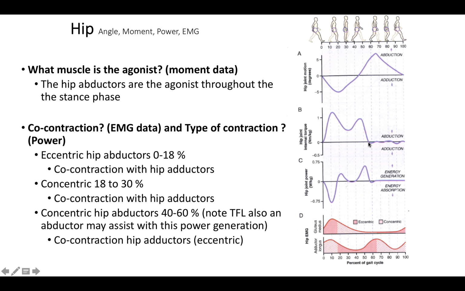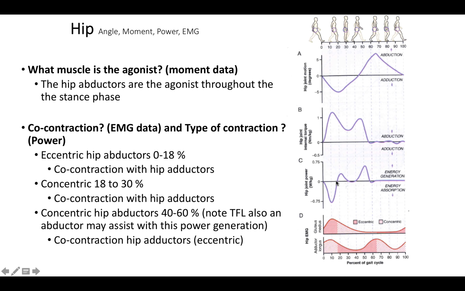But essentially what we could see is across stance, because 60% is right here on this dotted line, really the entire part of stance except just before toe off, the abductors at the hip are the agonist. And so then if we look at the types of contractions as they're happening, we go to the power data, and we can first notice there's a big negative peak at 0.75 watts per kilogram, which is a pretty large power burst. And we can see that that ends just before 20%, and just before this peak hip adduction that's occurring. And this is telling us this is really an eccentric control.